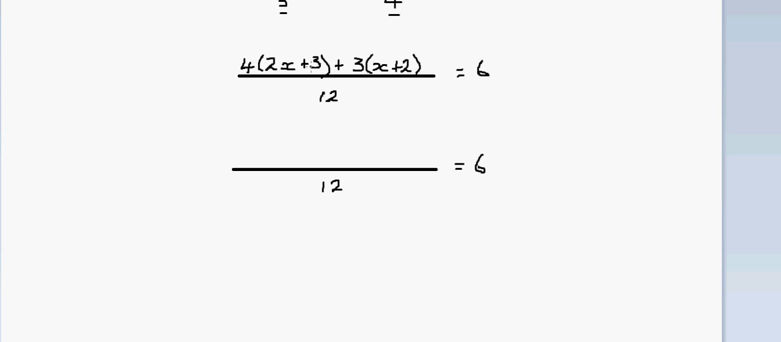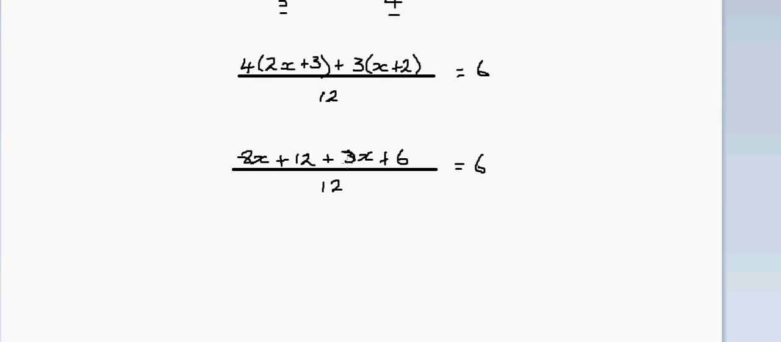So now we just get rid of the brackets. So 4 times 2x is 8x. 4 times 3 is 12, plus 3 times x is 3x. Let's make this look more like a 3. And 3 times 2 is 6. So we've now got rid of the brackets.